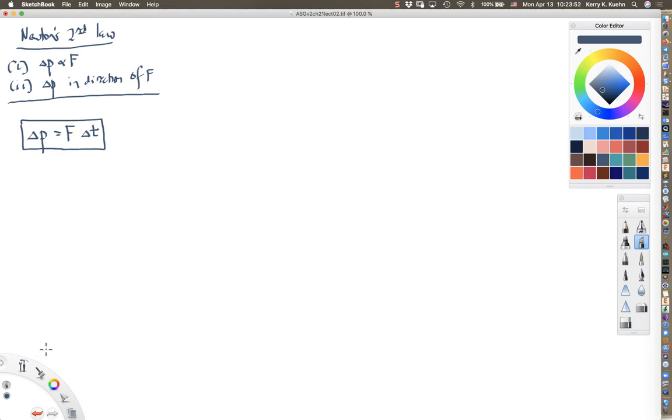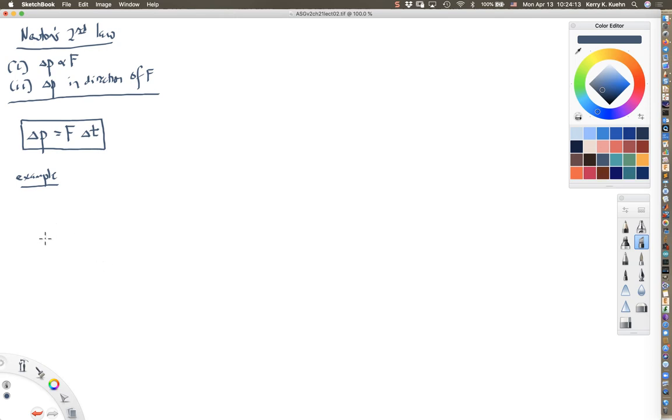So really, the change in momentum is proportional not only to the force, but also to the time interval during which this force is applied. So let's do an example problem. Before we go any further with the theory here, let's do an example problem.